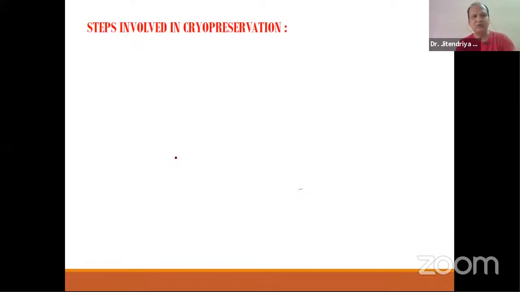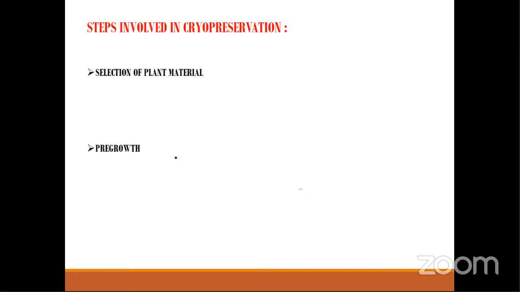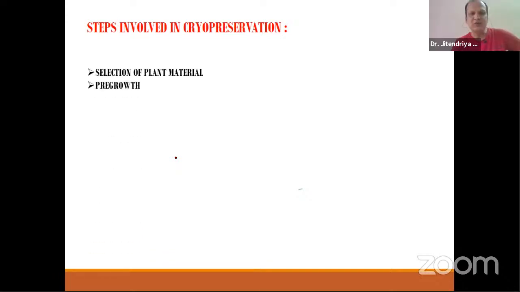Okay. Now come to the steps. There are as many as 7 different steps. The first one is, you have to choose which plant material to be used under this one. That we will discuss later on. And before going for this, there is a stage called pre-growth.